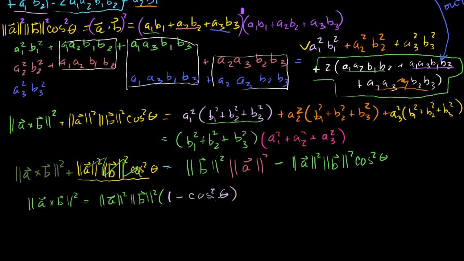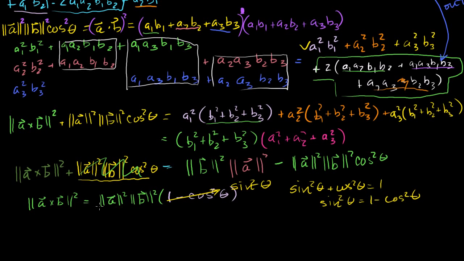And what is 1 minus cosine squared of theta? Well, this is the most basic trig identity: sine squared of theta plus cosine squared of theta is equal to 1. So if you subtract cosine squared from both sides, you get sine squared of theta is equal to 1 minus cosine squared of theta. So this is sine squared of theta.